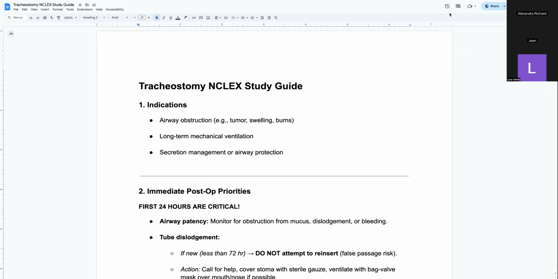So let's go ahead and open up with a word of prayer and then let's get into it. Our dear Heavenly Father, Lord, thank you so much for waking us up. Father God, please bless my students. Help them to understand this material and help them to pass the NCLEX. In Jesus' name, amen.